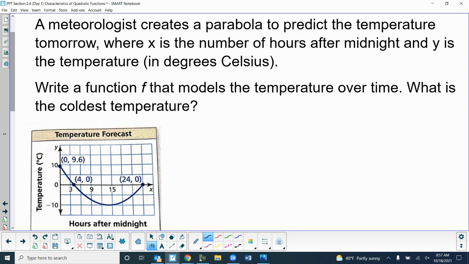Would you use the x-intercept? Why are we using the x-intercept? We have two x-intercepts. Right, we got the two intercepts, the 4, 0 and the 24, 0, right? We have a point, the 0, 9.6. All right, what are we looking for, Spencer? We're looking for what is the coldest temperature?